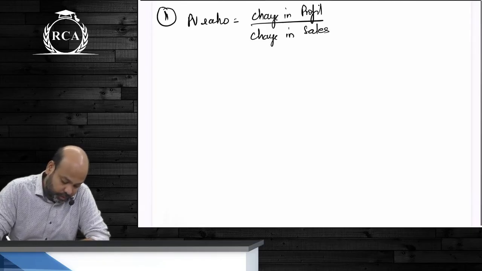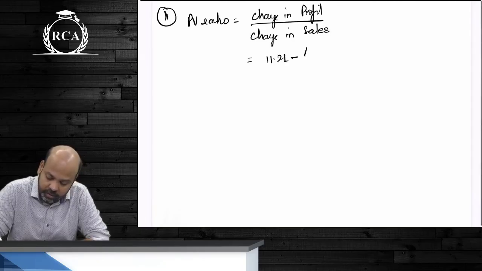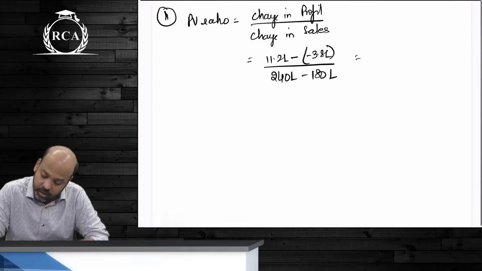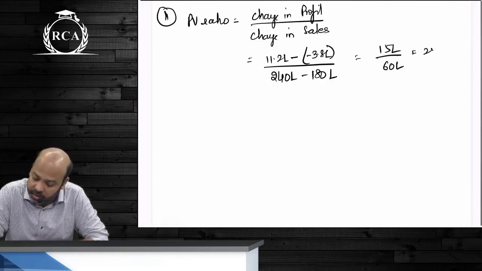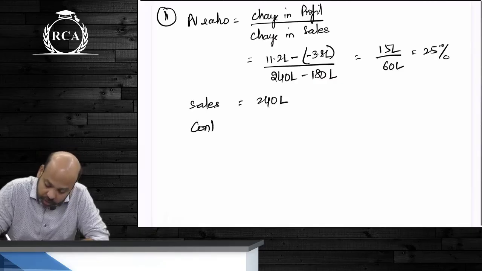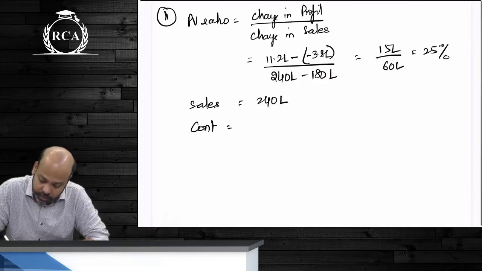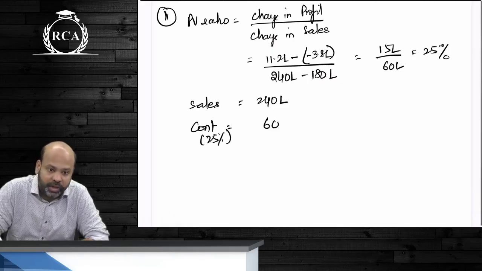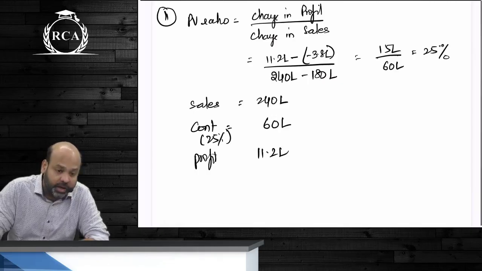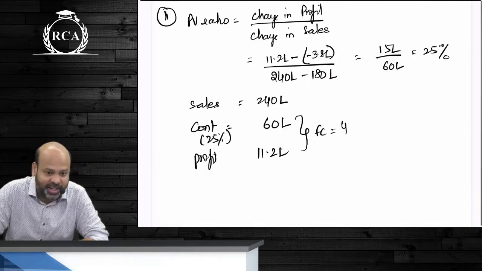Our change in profit, guys, is 11 lakh 20,000 minus 3 lakh 80,000 divided by 240 lakhs minus 180 lakhs. In the numerator, you will have 15 lakhs divided by 60 lakhs. PV ratio is how much? 25%. You pick up any one sales value, guys. Let's say if the sales value is 240 lakhs, what should be the amount of contribution at this? 25% of sales, that will be 60 lakhs. What is the amount of profit that we have at this level? 11 lakh 20,000. Therefore, fixed cost will be 48 lakhs 80,000.